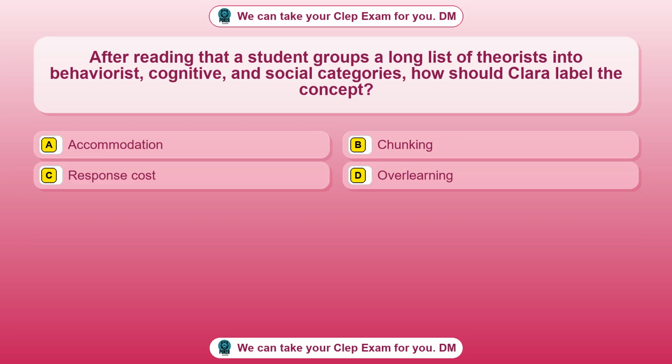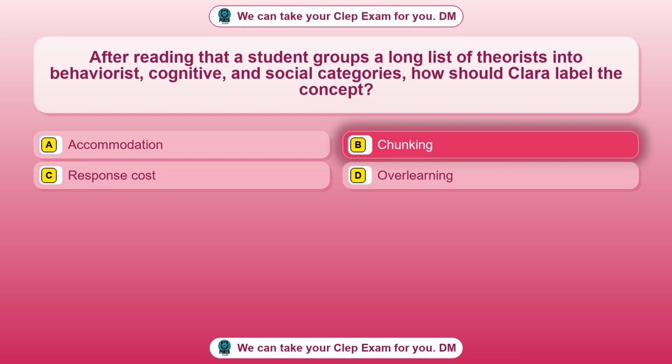Question 40. After reading that a student groups a long list of theorists into behaviorist, cognitive, and social categories, how should Clara label the concept? Option A, accommodation. Option B, chunking. Option C, response cost. Option D, overlearning. The correct answer is option B, chunking.